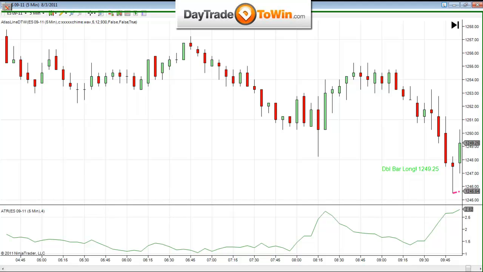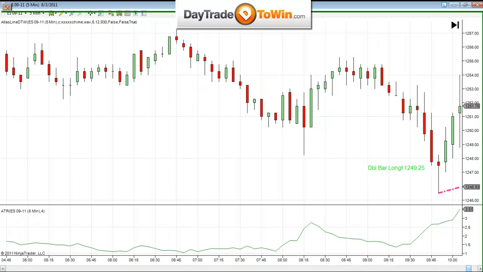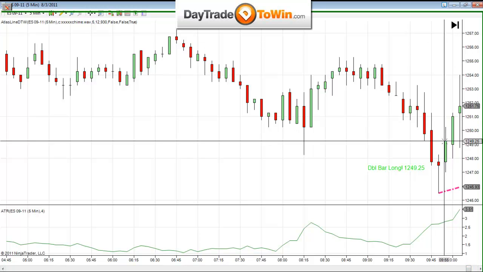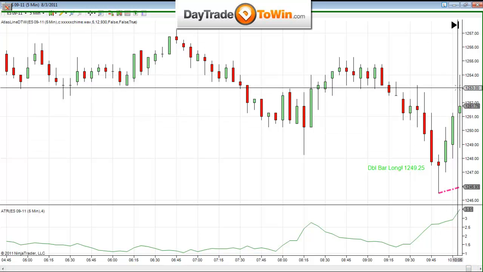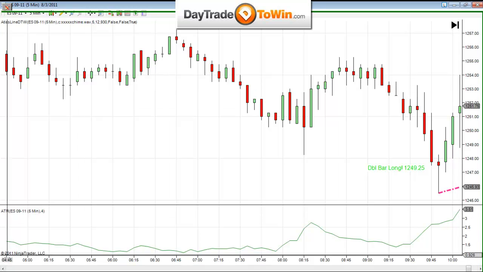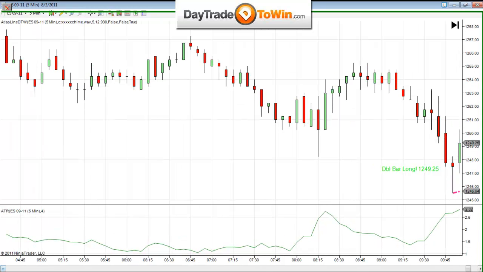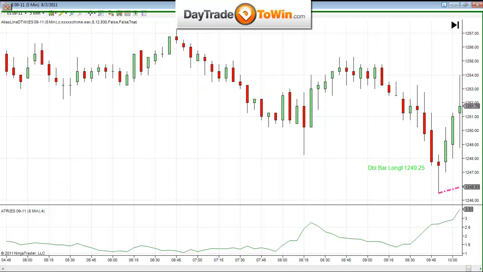This double bar long at 1249 quarter occurred because it's the second closing above the Atlas line. Really, it's as simple as I can make it. I want to make sure I can get 2.5, 2 3/4 points out of this trade. Entering at the close of this candle, the market went up considerably, 4 or 5 points. So even though I'm only looking for 2.5, 2 3/4, this was made.